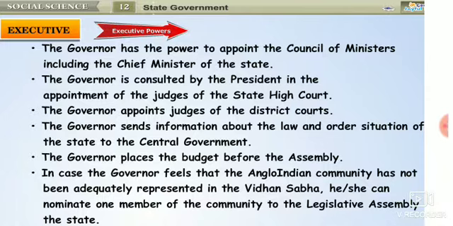In case the governor feels that the Anglo-Indian community has not been adequately represented in the Vidhan Sabha, he or she can nominate one member of the community to the legislative assembly of the state.